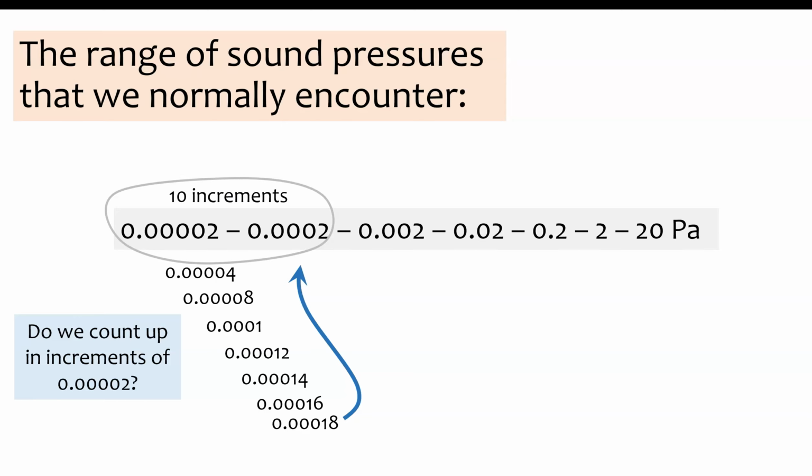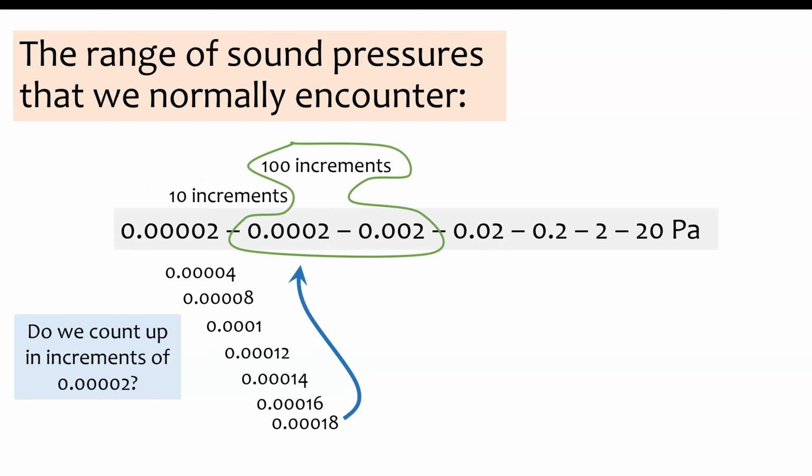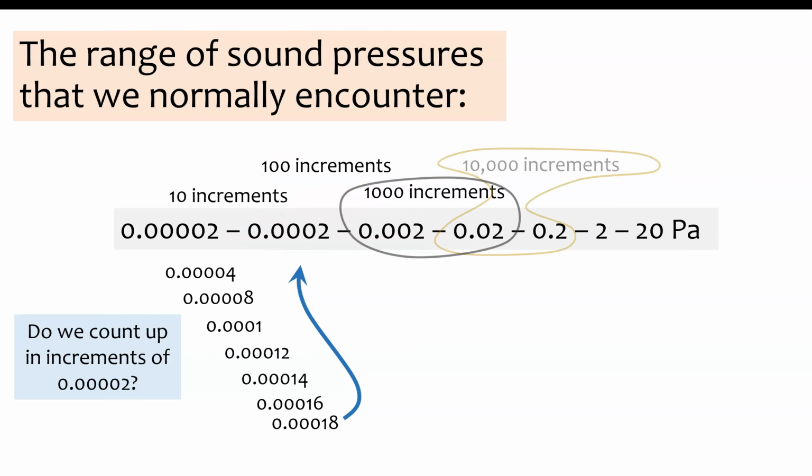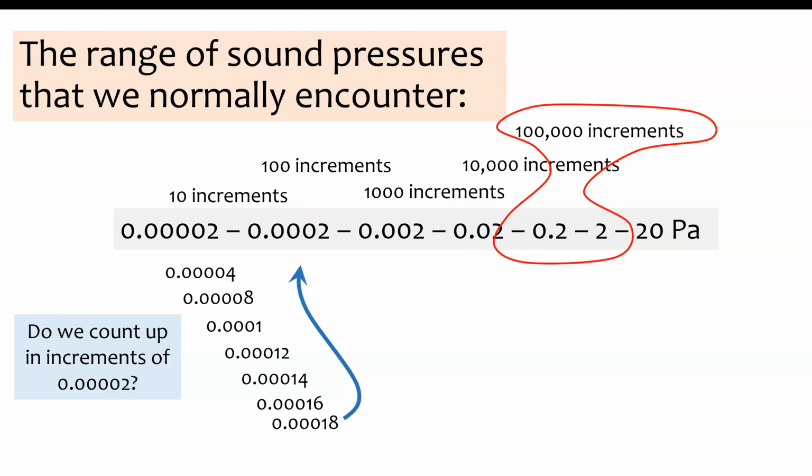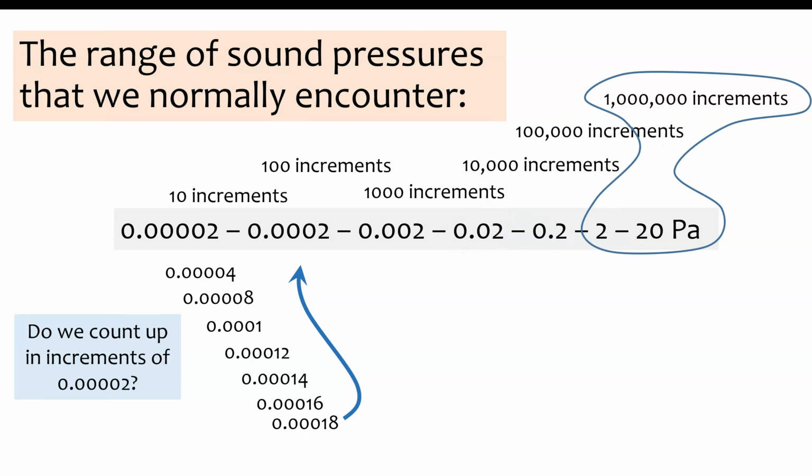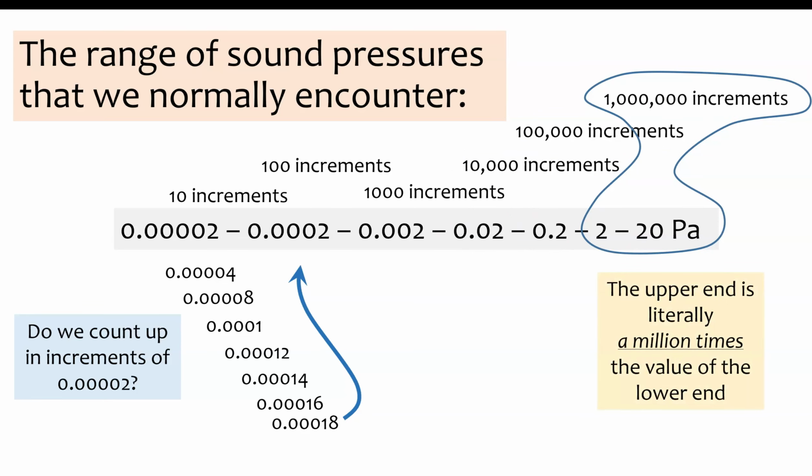So, we have 10 increments here between those numbers, including both endpoints. But if you jump forward in the scale, we have 100 increments for the next step up in our scale, and then 1,000 increments, 10,000, 100,000, and finally 1 million increments. And so the upper end of this scale is literally 1 million times the value at the lower end. So you can imagine that this could be pretty cumbersome to keep track of things which extend down at the lower level to have 4 zeros after the decimal, and then a small number like 20 up at the upper end.